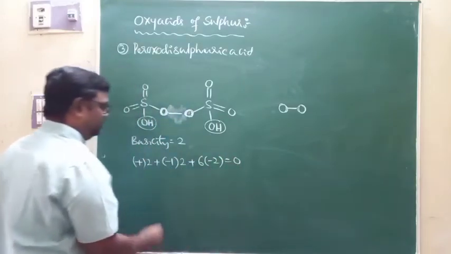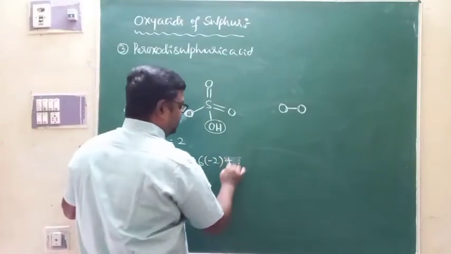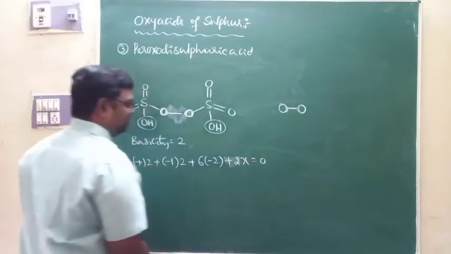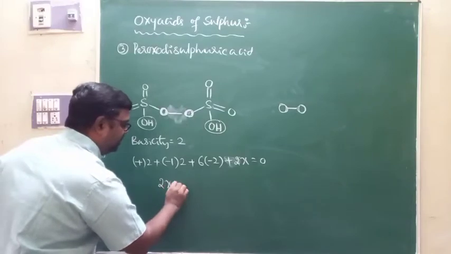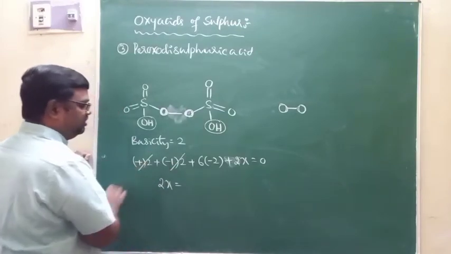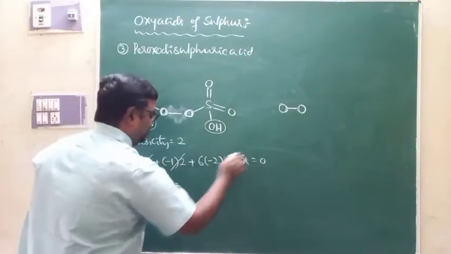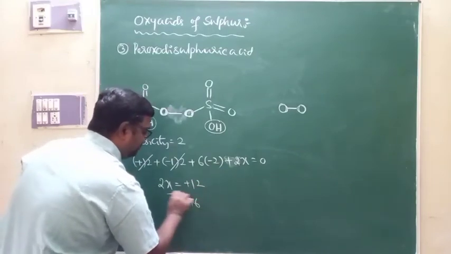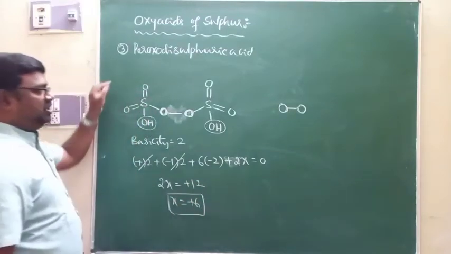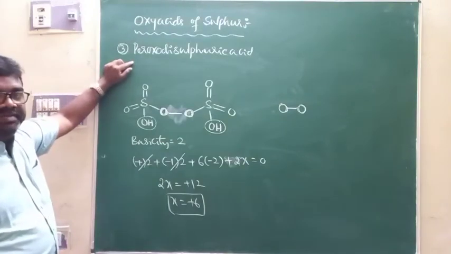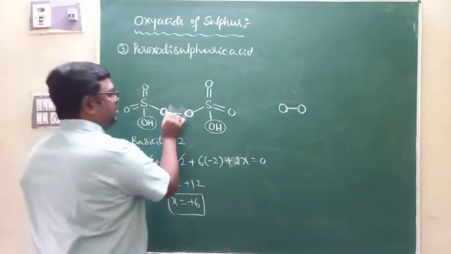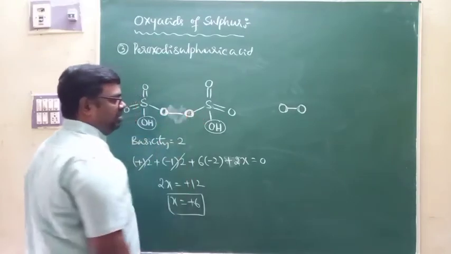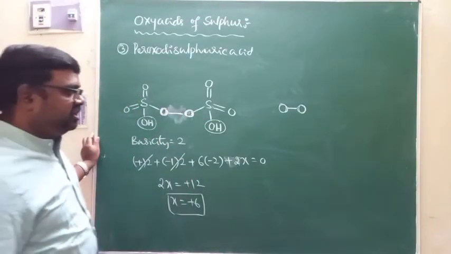That is equal to 0. Of course, 2 sulfur atoms are there, that is plus 2x, equal to 0. Therefore, 2x equals plus 12. Therefore, the oxidation number is plus 6. This is the oxidation number of sulfur in peroxodisulfuric acid. When you hear peroxo, you must remember a direct linkage between 2 oxygen atoms through a single bond. This is peroxodisulfuric acid.